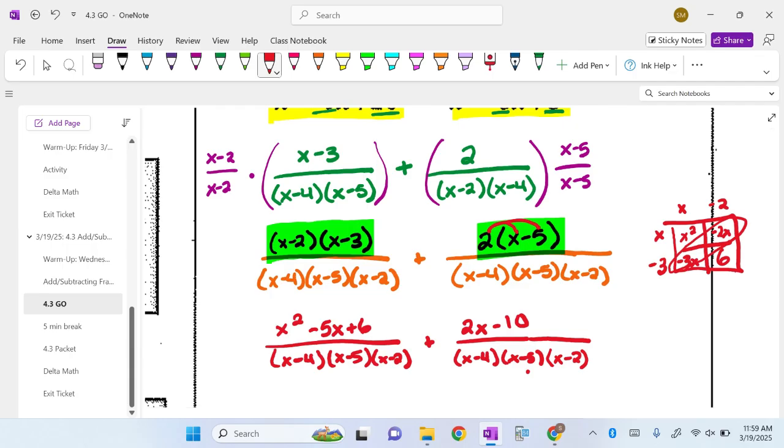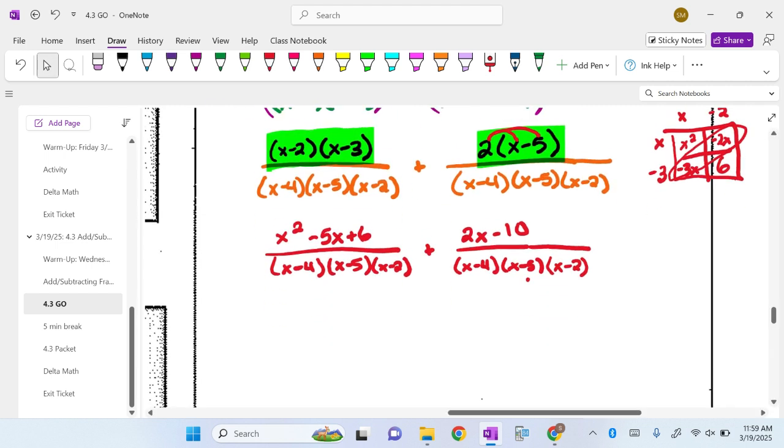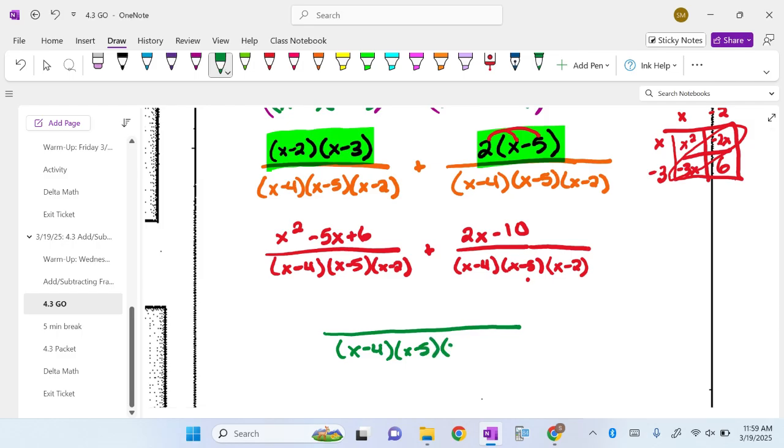All right. Now we're going to combine all of the numerators into one big fraction. So we're going to rewrite this as our denominator is still x minus 4, x minus 5, x minus 2. And then we got x squared minus 5x plus 6 plus 2x minus 10. Now what do we need to do in our numerator? Combine the like terms. So my like terms are my x's and my constants. So I'm going to go ahead and combine those.